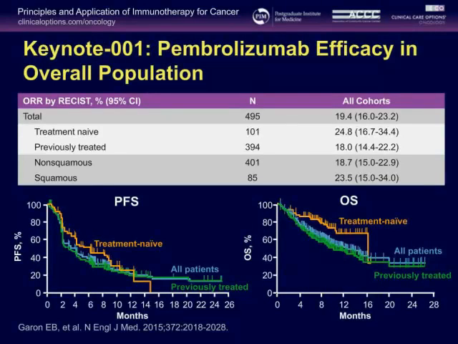When we look at the total patient population of nearly 500 patients, the response rate was again around that 20% mark. It was a little bit higher for those who had never been treated versus those who were previously treated, and a little bit higher in the squamous versus the non-squamous, but all really close to that 20% range. When we look at progression-free versus overall survival, overall survival was a little bit better for the treatment naive, but not that big of a difference.